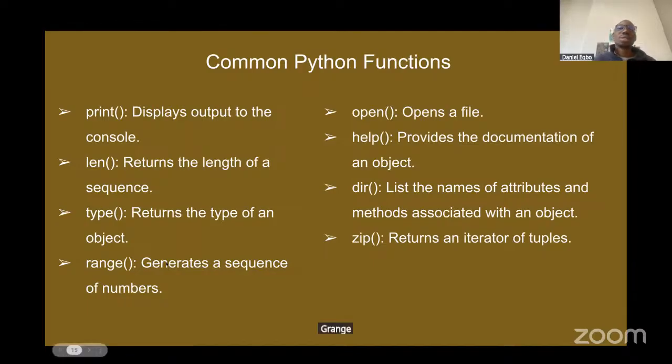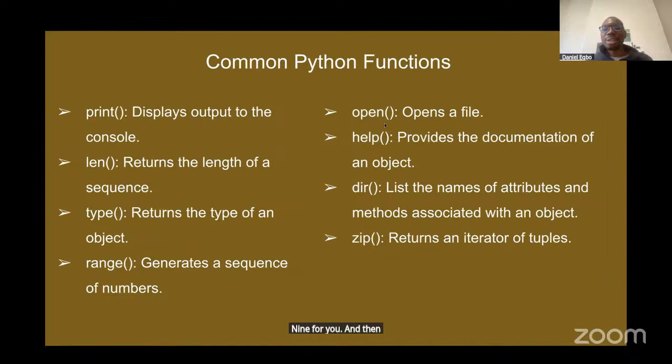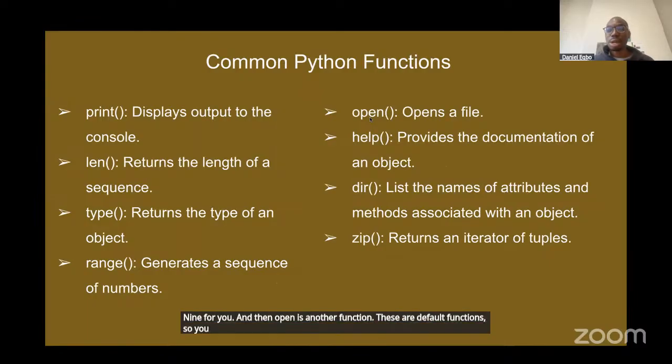Range allows you to generate a range of values. So when you say range, you can ask, what's a value between one and another? You can say 1 to 10, and it generates values from 1 to 9 for you. And then open is another function. These are default functions, so you don't have to import them or install them. They are already built in.